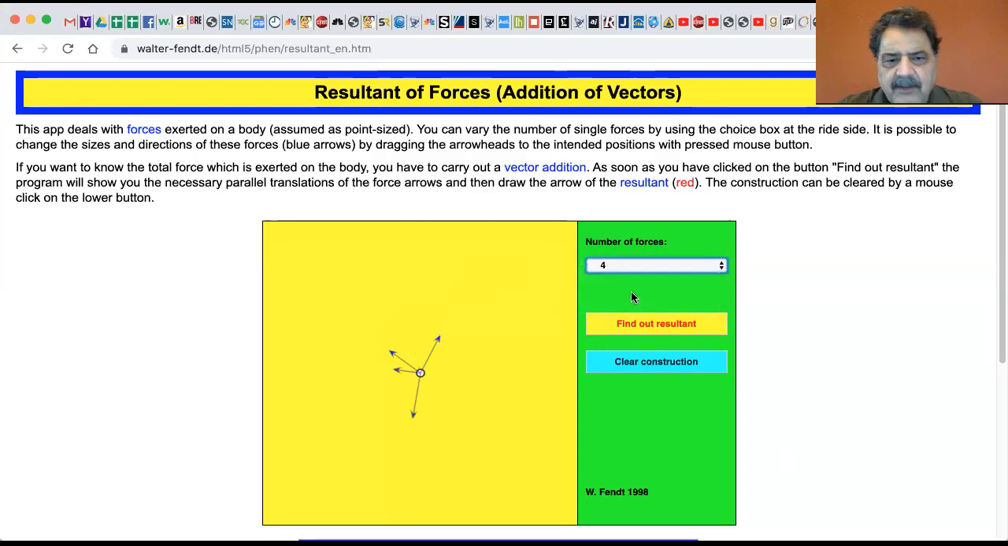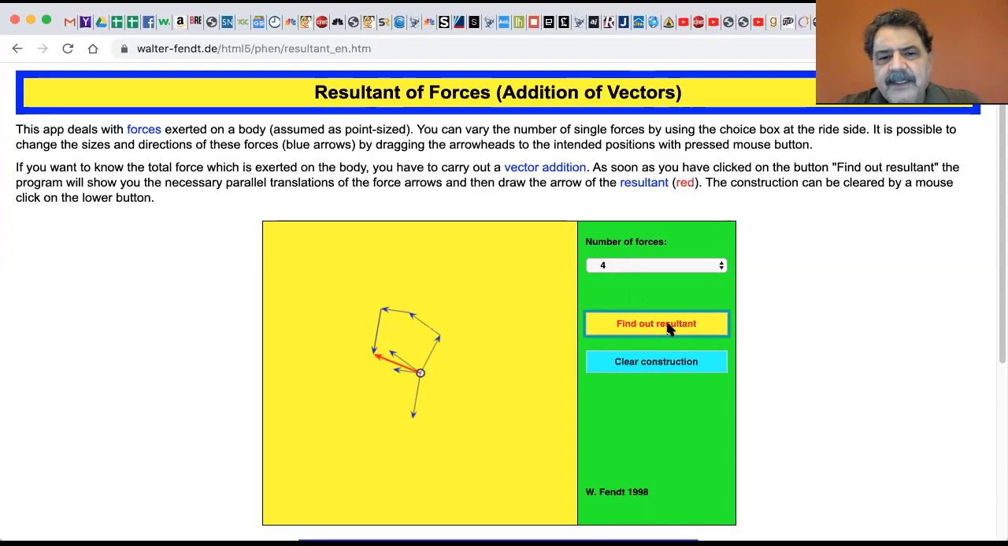And he throws up 4 arbitrary vectors. That one going to the upper right, that's the first vector that he chooses. So that's the first one. And then he moves the second one head to tail, the third one head to tail, and the fourth one head to tail. And he gets the red resultant.